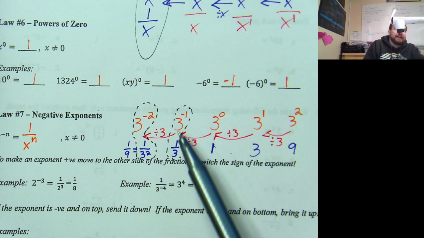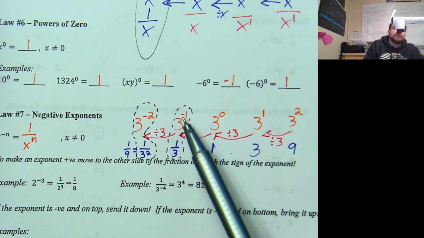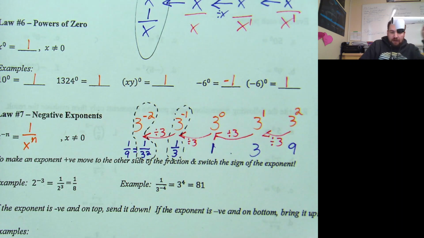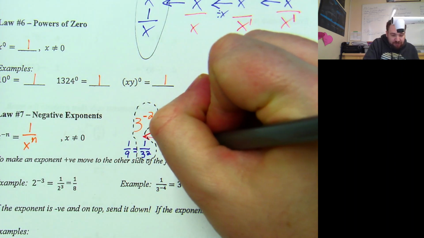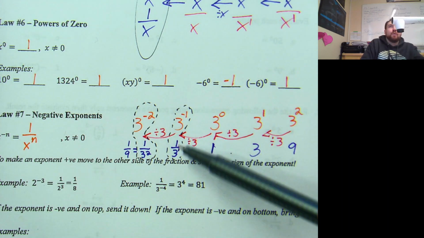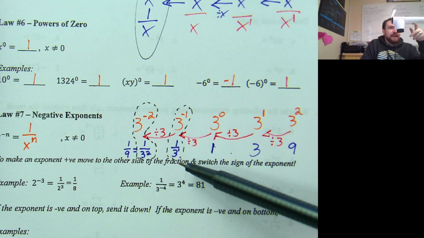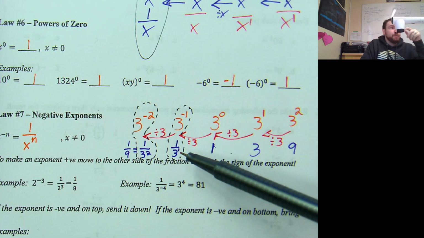But I could also look at it this way. When I divide by 3, I knock the exponent down. So that's going to become 3 to the negative 1. I could write it in here, maybe make this more obvious. 3 is just 3 to the 1. So 3 to the negative 1 is equal to 1 over 3 to the positive 1. By flipping it, it makes the exponent positive.